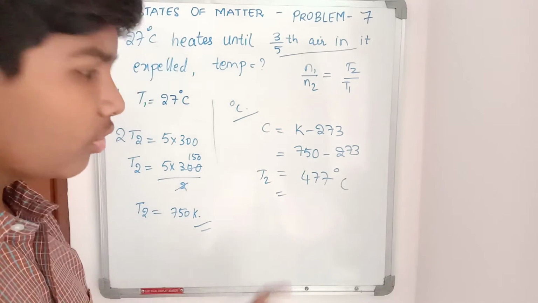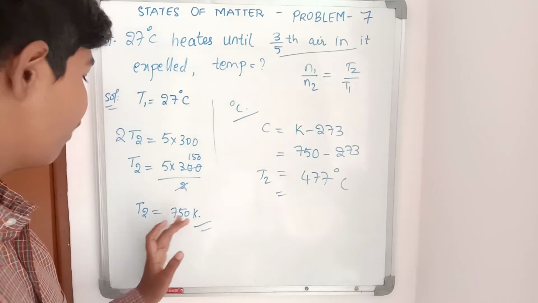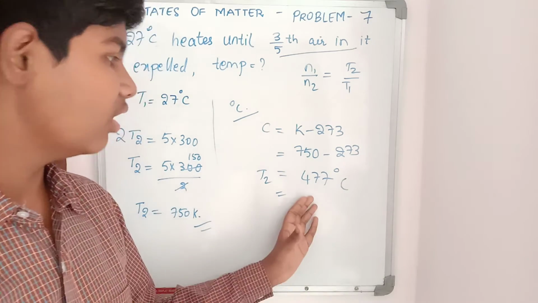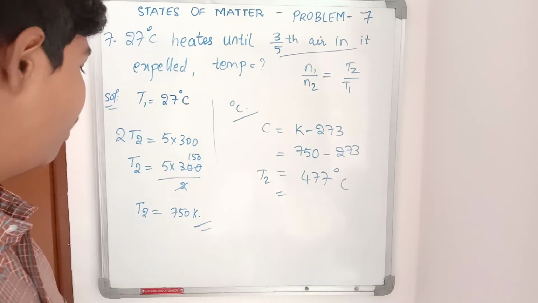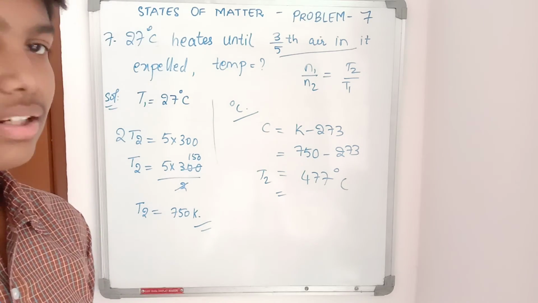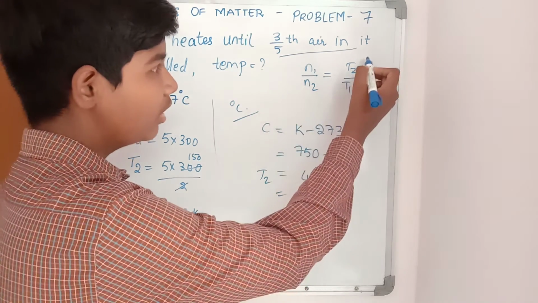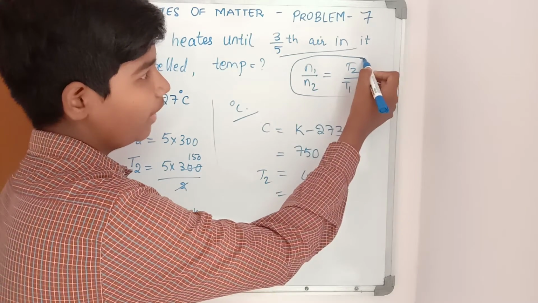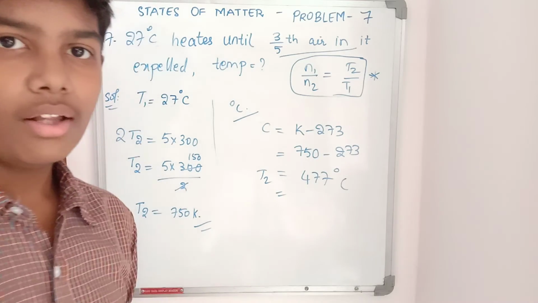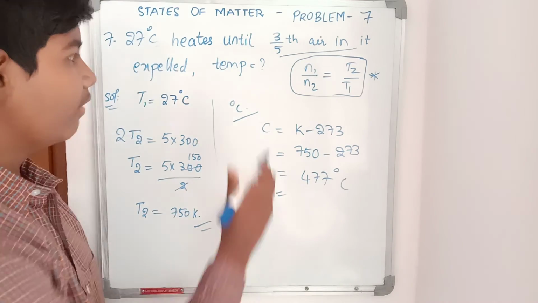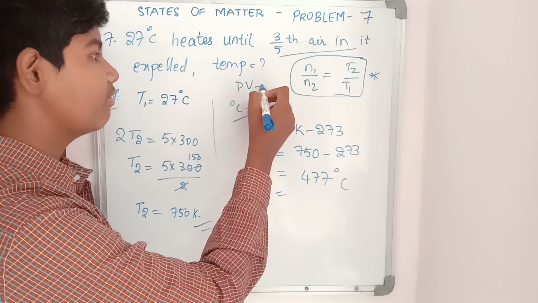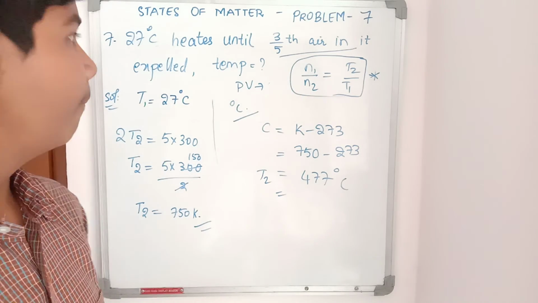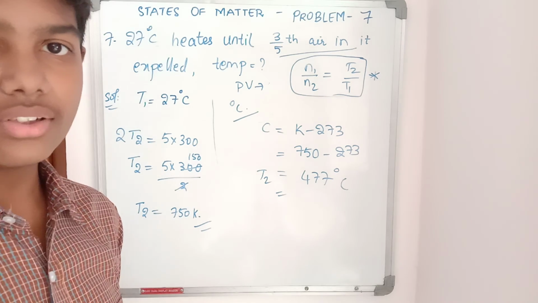The answer may be 477 degrees Celsius or 750 Kelvin according to the options. If asked in degrees Celsius, we go with 477; in Kelvin, 750 is our answer. So we have used the formula n1 by n2 is equal to T2 by T1, from the ideal gas equation, and we concluded that PV is constant in this question as only temperature is given. So this is the question and its solution. Thank you.